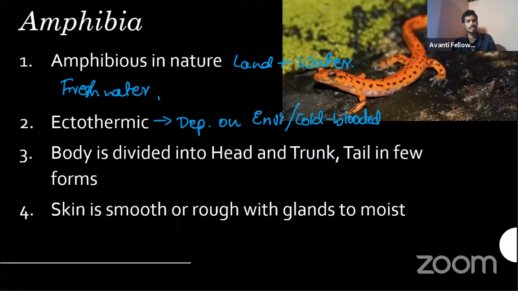Next one, skin is smooth or rough with glands to moisten it. Majorly the skin will be smooth only. In some of them the skin is rough, for example the toad. A toad is like a frog, but larger. They have glands to moisten the skin, which is very important. That's why if you give extensive heat, they will die, because the glands will run out of juice, then the skin will start to dry, and then they will die.